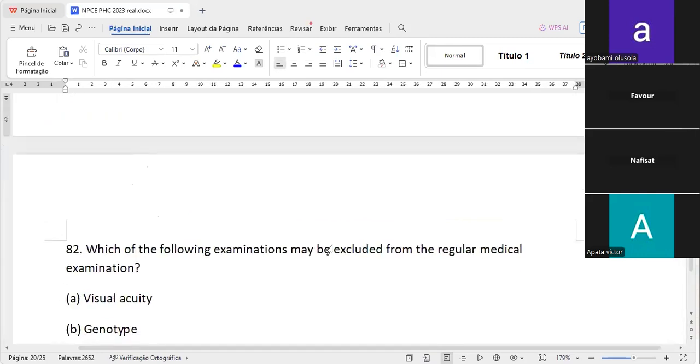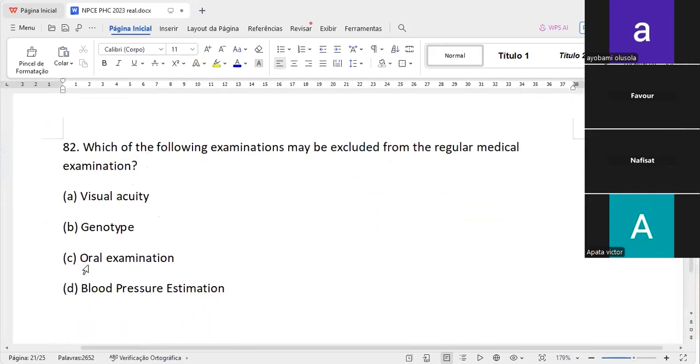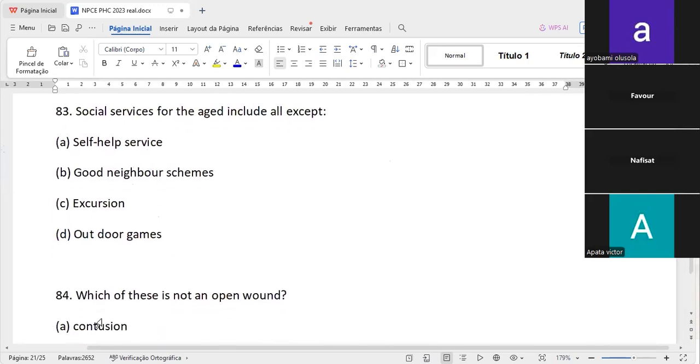Which of the following examinations may be excluded from the regular medical examination? Genotype, because we have not seen it. Social services for the aged include all except excursion.